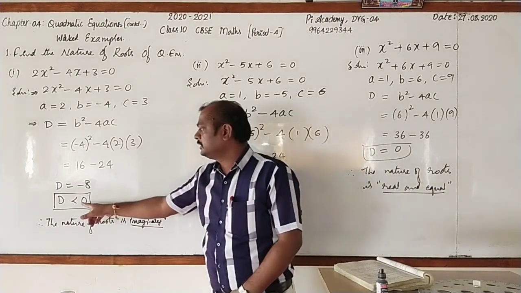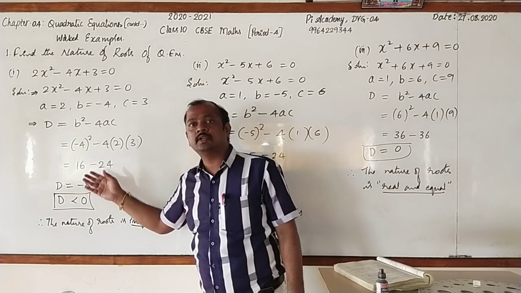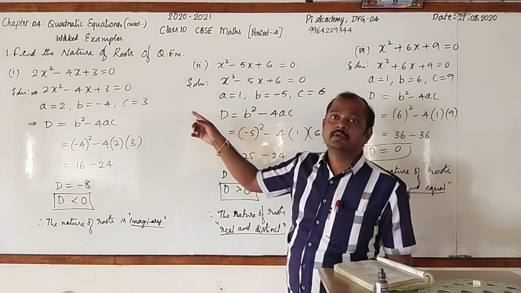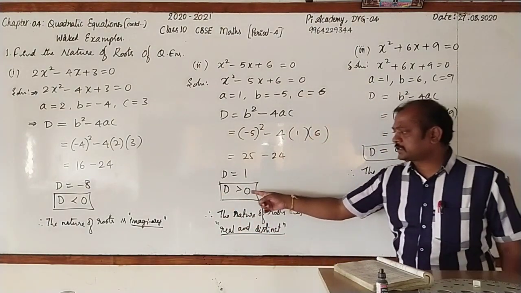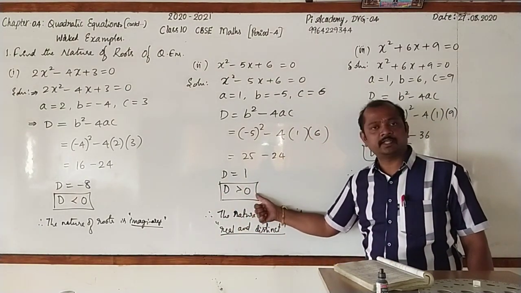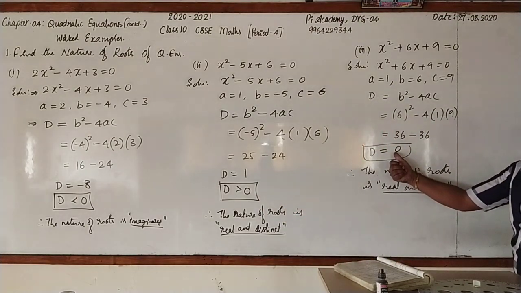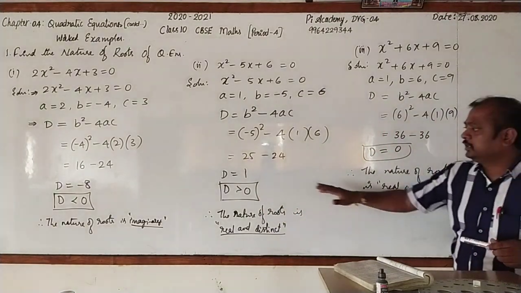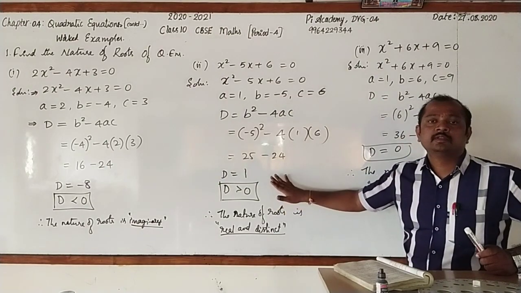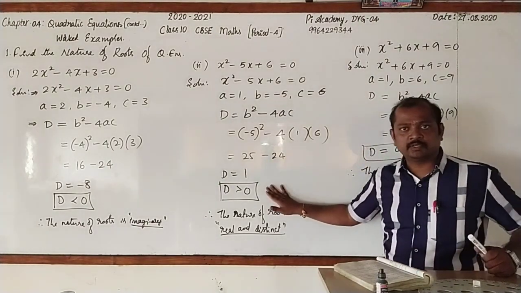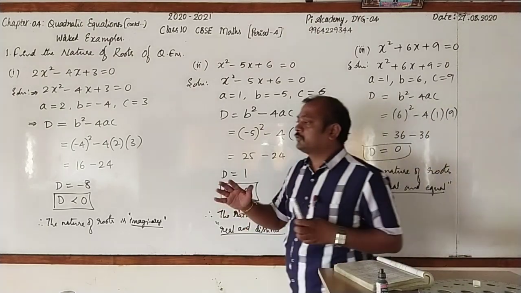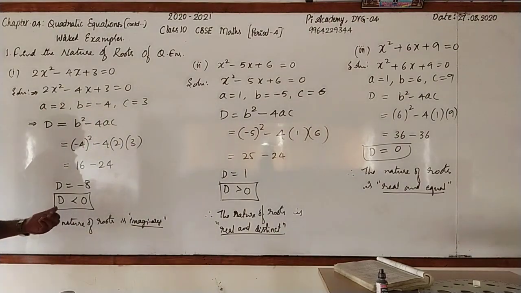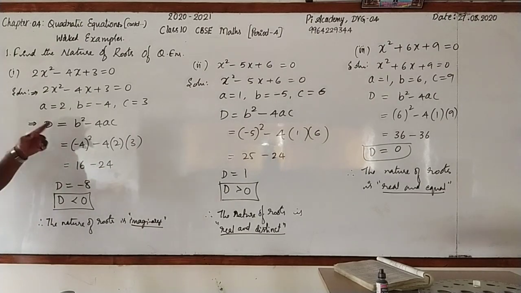The reason is the discriminant is negative. When it is negative, the square root of a negative number has no value. Whereas the discriminant value in this case is greater than 0, nothing but positive. In the third case it is equal to 0. If the discriminant is equal to 0 or positive, then the roots will come. That is, roots will exist. If it is less than 0, then roots do not exist. So I am going to take such a type of question.